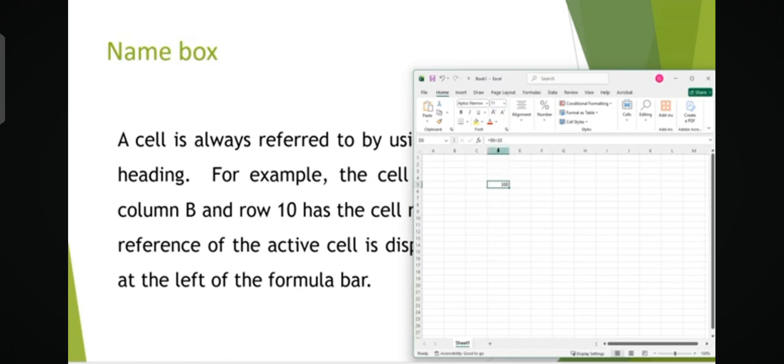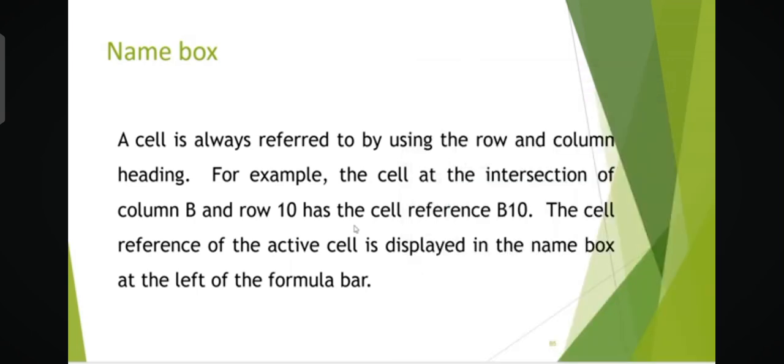Now this place is the formula bar, which we already know, and this is the active cell. The cell name box gives you the name of the cell that you've selected. That's what we are seeing over here. So the cell name box always refers to the cell by using the row and the column headings. When you select a particular cell, the row and the column headings of that cell will appear in the name box. For example, the cell at the intersection of column B and row 10 is cell B10, right? So in the name box, we will see B10 over there.